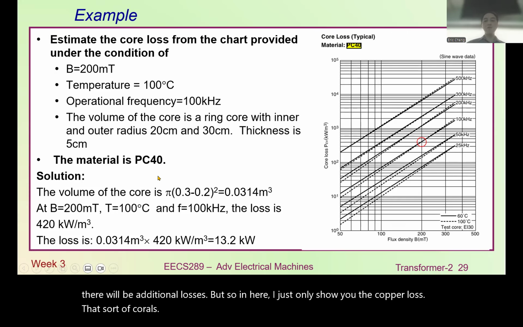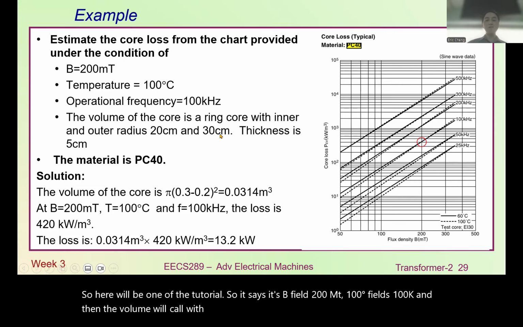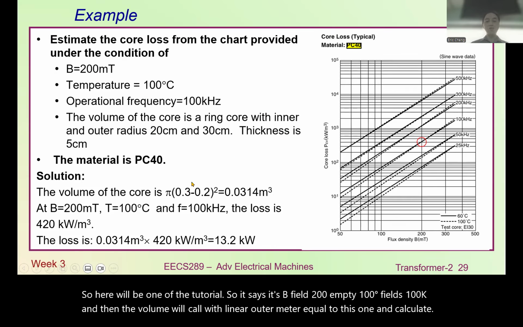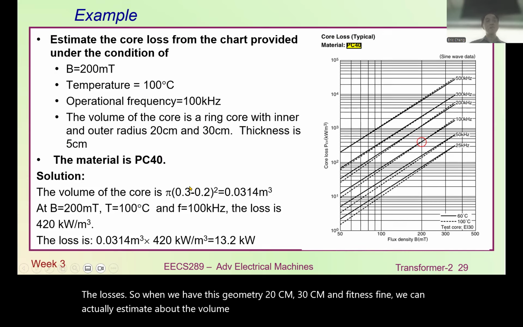So here will be one of the tutorial. So we say if the B field is 200 mT, 100 degrees, frequency 100K, and then the volume of core with inner and outer diameter equal to this one, and calculate the losses. So when we have this geometry, 20 cm, 30 cm, and thickness 5, we can actually estimate about the volume by using simple geometrical formula.